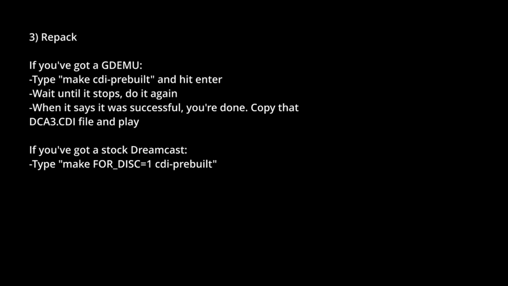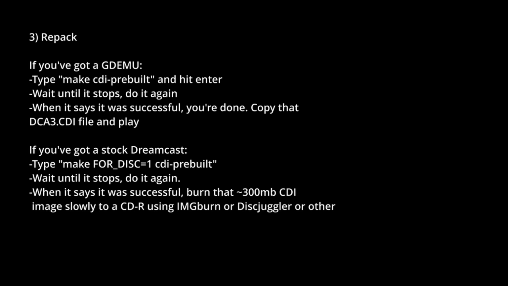If you've got a stock Dreamcast and you're going to burn a CD, type make space 4_disk equals 1 space cdi-prebuilt and hit enter. Wait until it stops. Do it again. Retype that and hit enter. Wait for a little bit. When it says it was successful, it should be about 300 megabytes in size. Burn that CDI image slowly using ImgBurn, DiscJuggler, or whatever you prefer.